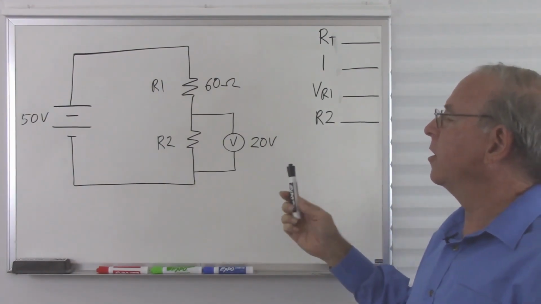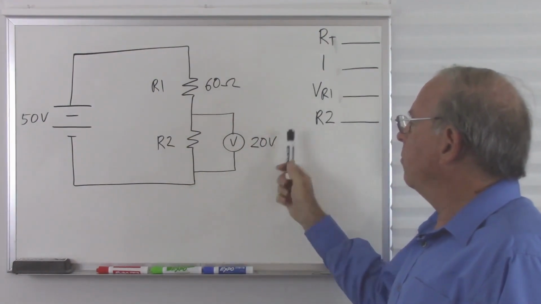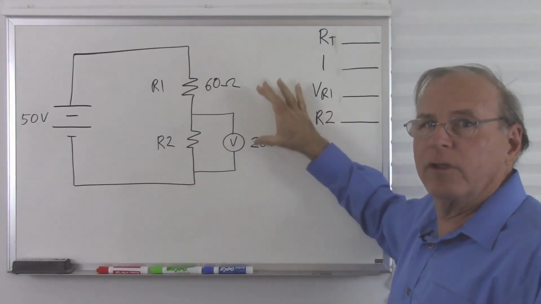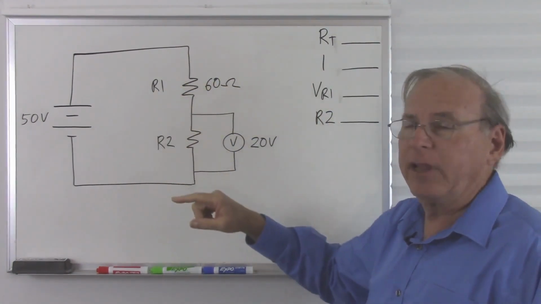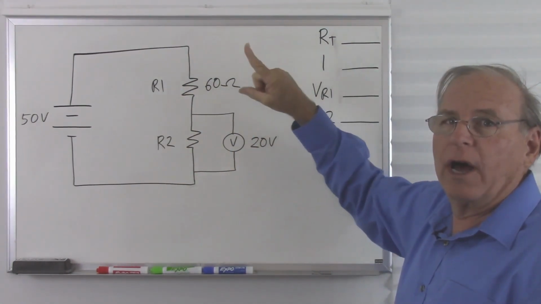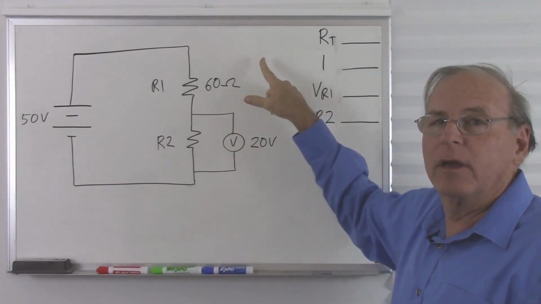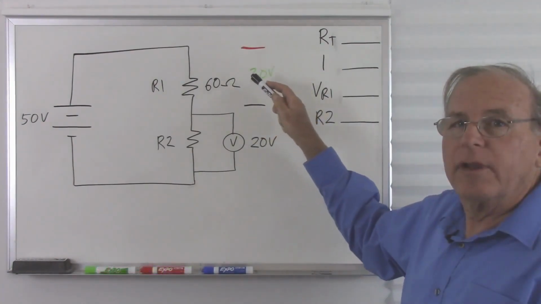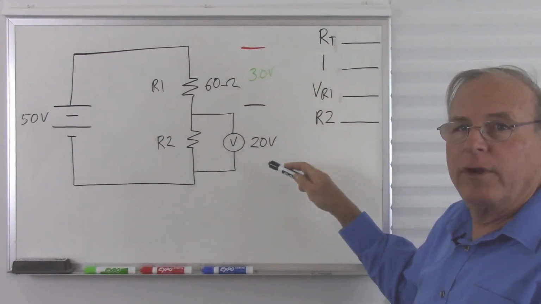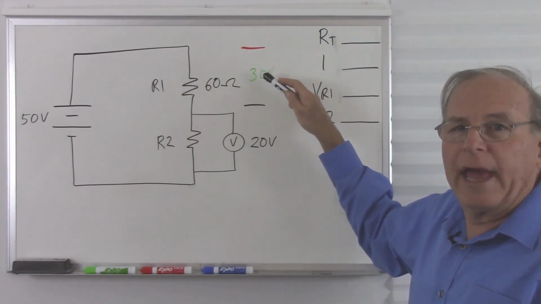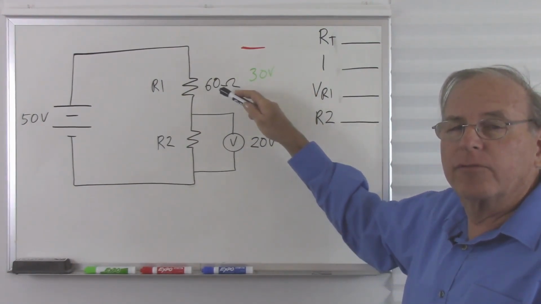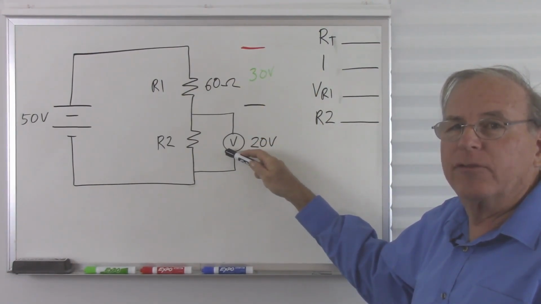And let's see what the solution is. We have 50 volts, 60 ohms, and 20 volts. So we know that this voltage and this voltage must add up to 50. So 20 plus what equals 50? We know that there will be 30 volts across this resistor. So now we have 30 volts and 20 volts. This voltage is 1.5 times that voltage. Therefore, this resistor must be 1.5 times that resistor.